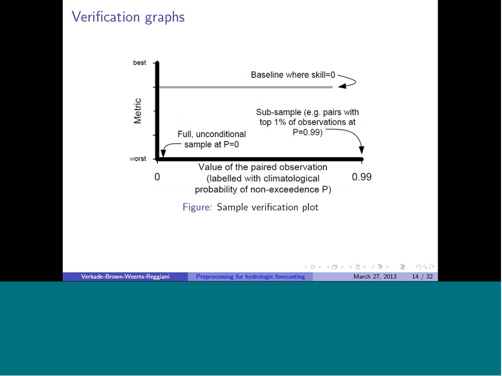Now, the graphs that I'm going to show you are all similar to this graph. What you see here on the horizontal is the value of the paired observation, so this is the observation that's part of the pair, labeled with the climatological probability of non-exceedance. So at p equals 0, we have the full unconditional sample, basically the full 3,000-odd verification pairs. And if, for example, you look at a higher value of p, say close to 1, that means we're looking at a subsample, and in this case, they would be the pairs with the top 1% of observations. Okay, so that's the horizontal axis of this plot. All of the plots I'm going to show you have the metric on the vertical, ranging from best at the top to worst at the bottom. And for scale scores, we have a baseline where the score equals 0, indicated by the gray line. We're going to get back to this plot quite a bit.